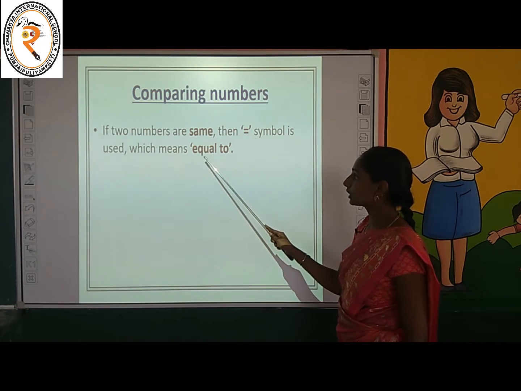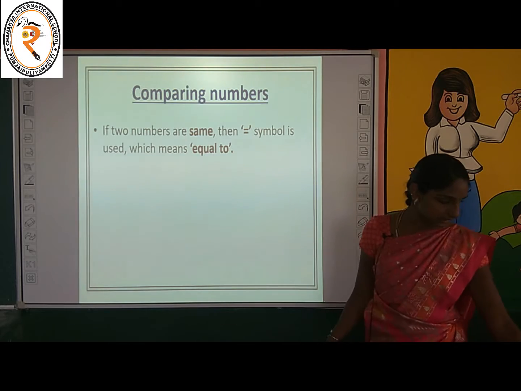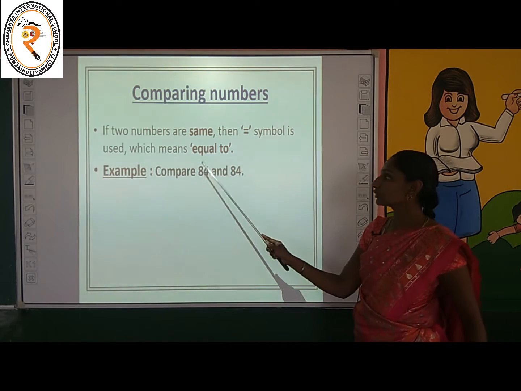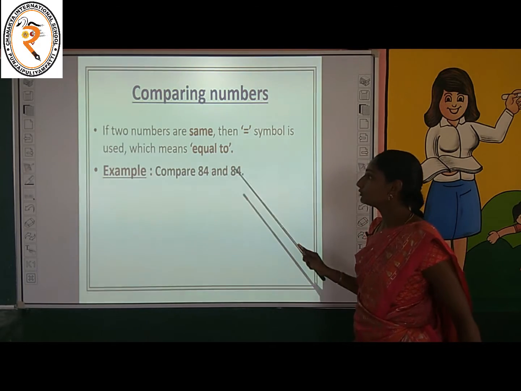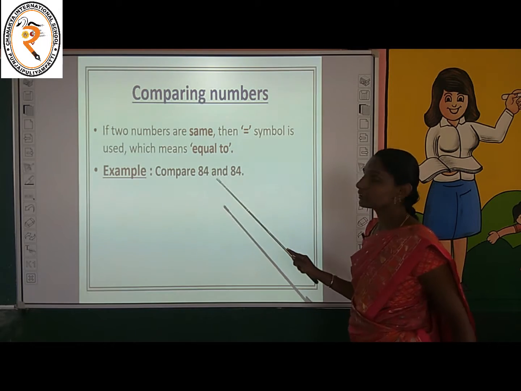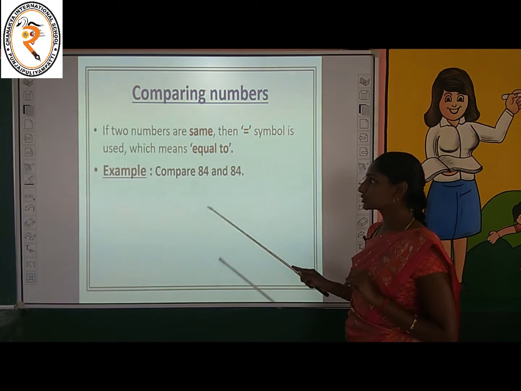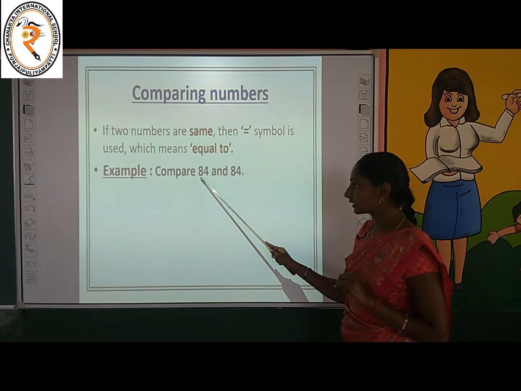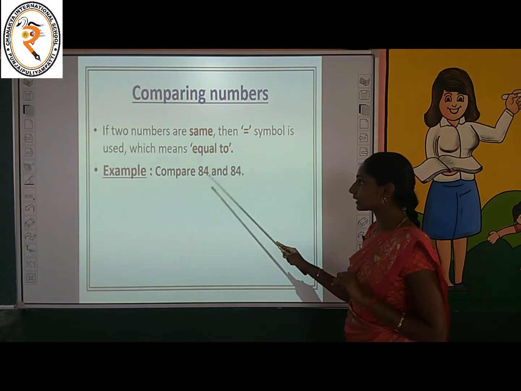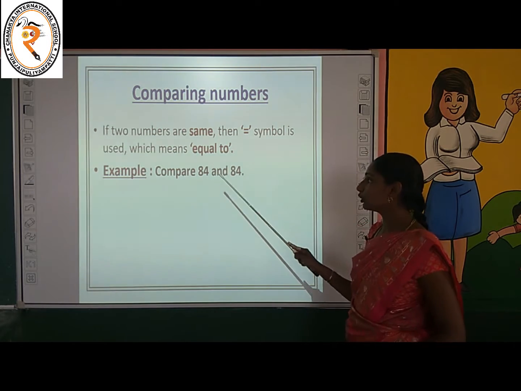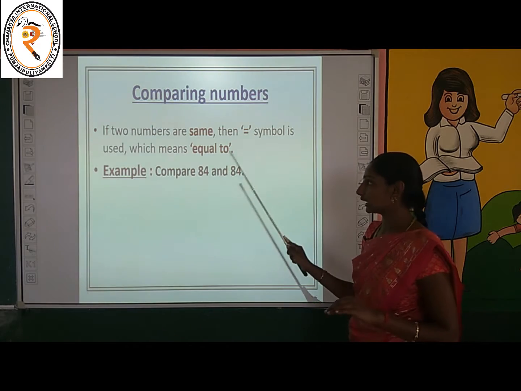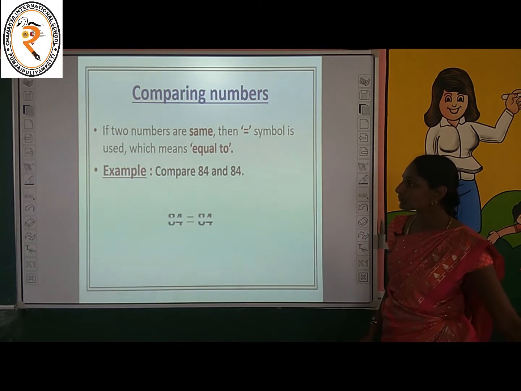This is known as the equal to symbol. Let's see one example. Now we are going to compare number 84 and number 84. Apply rule 2. What are we going to do? First we have to look at the digits in the tens place and compare. 8 and 8, equal, yes. 4 and 4, equal. 84 is equal to 84.